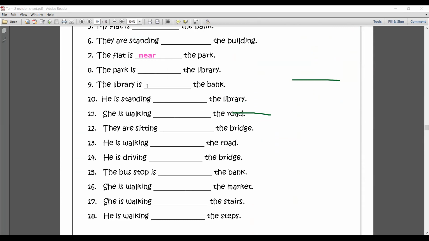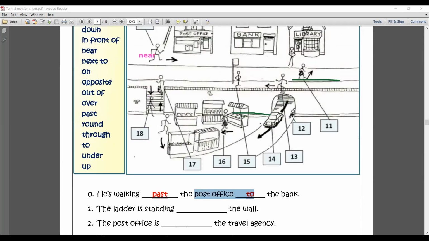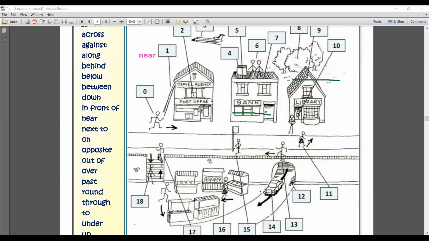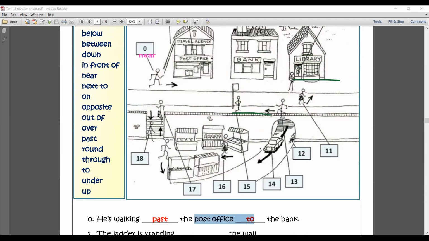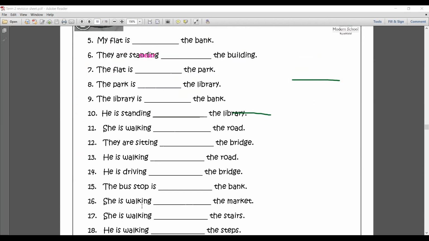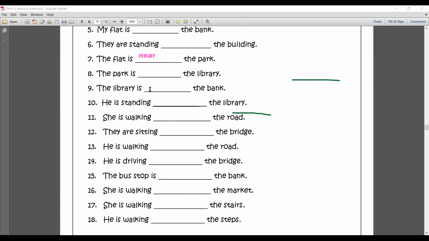The park is what? The library. Where is the park from the library? The park is in front of? No, it's behind. The park is behind the library. Okay, and the rest, guys, are going to be your own work. You're going to do this on your own.